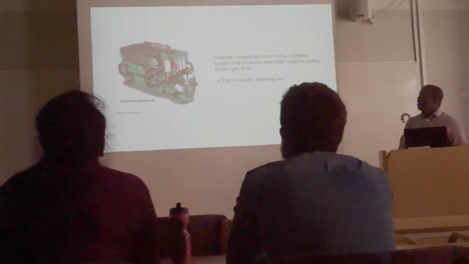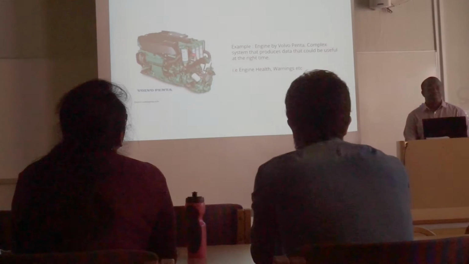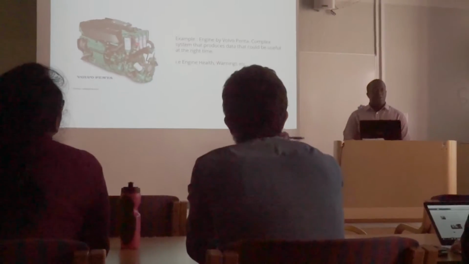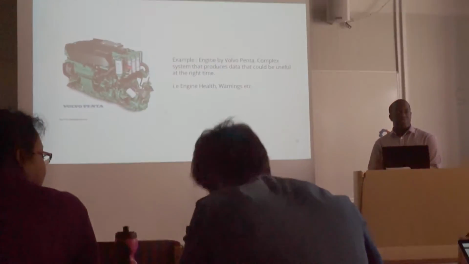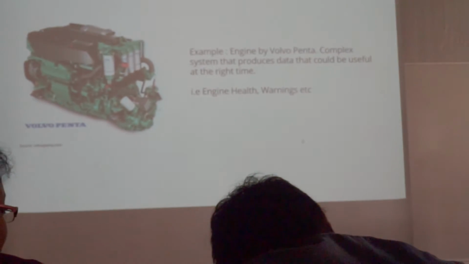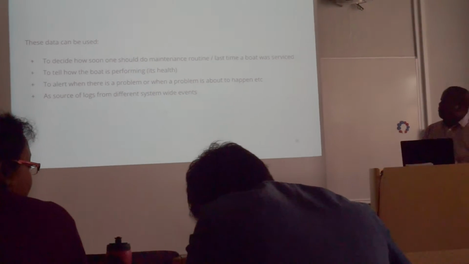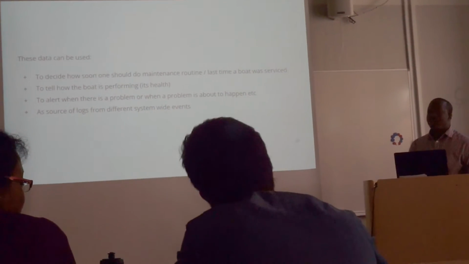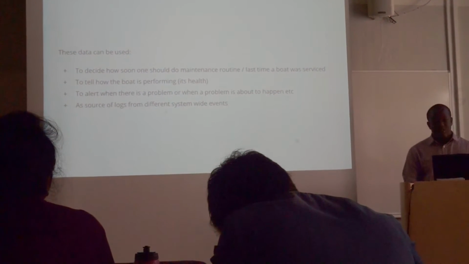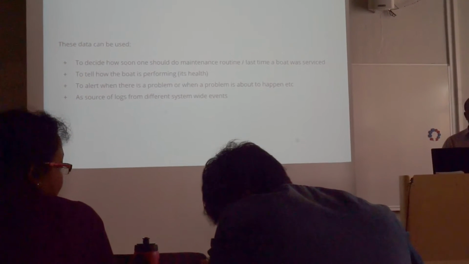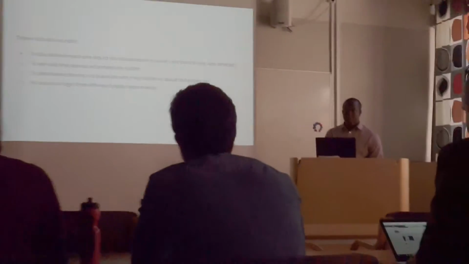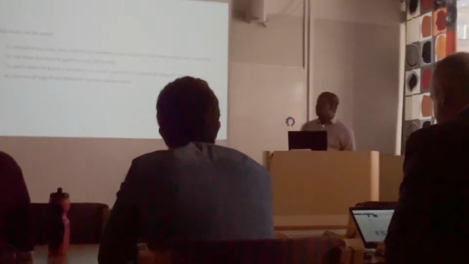So, for example, an engine by Volvo Penta is a complex system that produces different data, for example, engine health and warnings. So all of these data, if you get access to them, could be useful to either the owner of the boat or the repair person. So a bit about the data, they can be used to decide how soon or later the maintenance routine has to be done. They can also be used to tell how the boat is performing. They can also be used as alerts when there is a problem in the boat, or they can also be used as source of logs for different system-wide events.